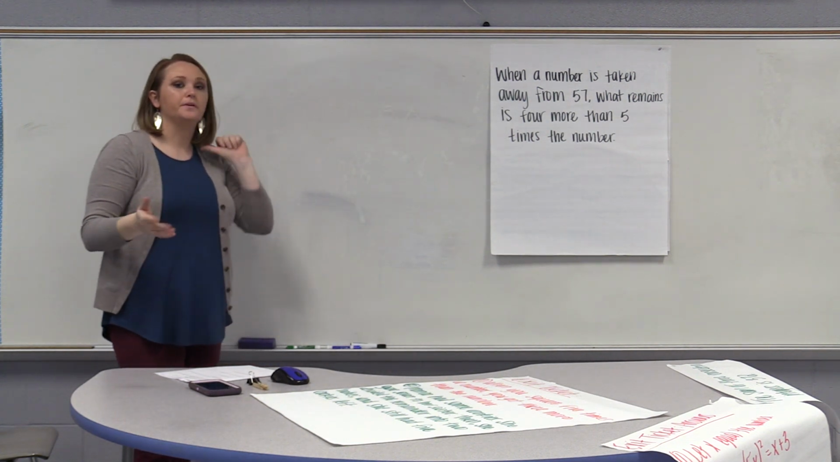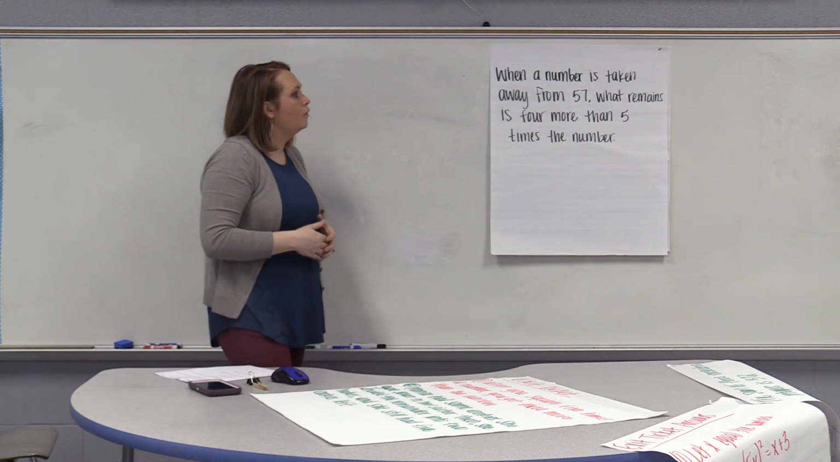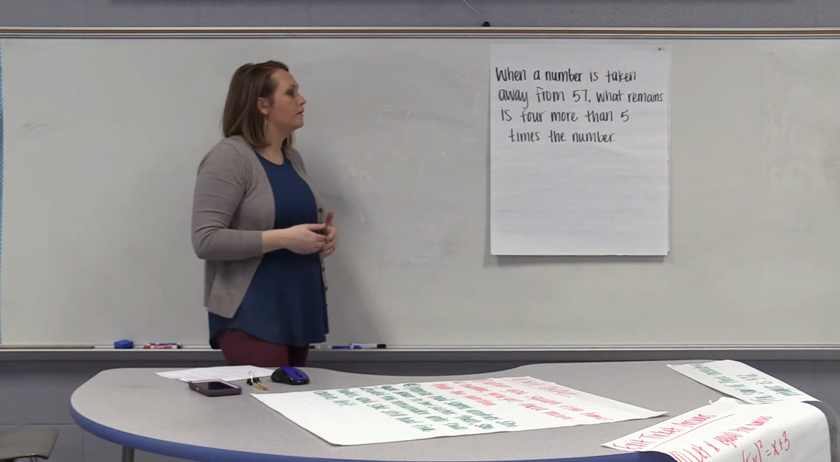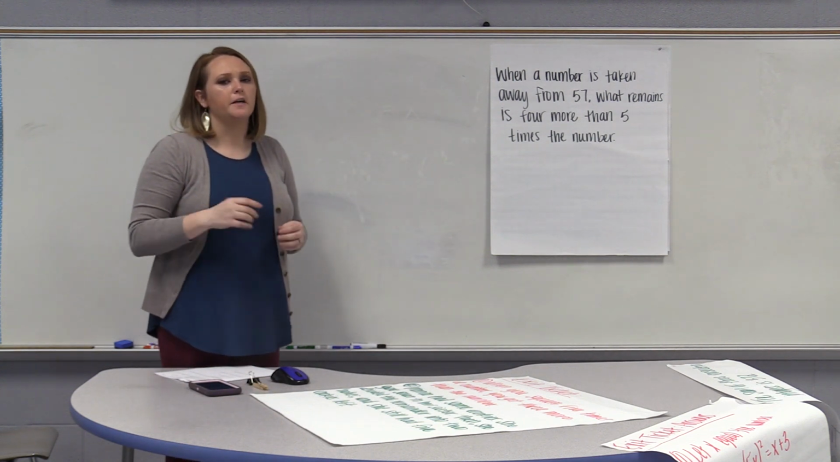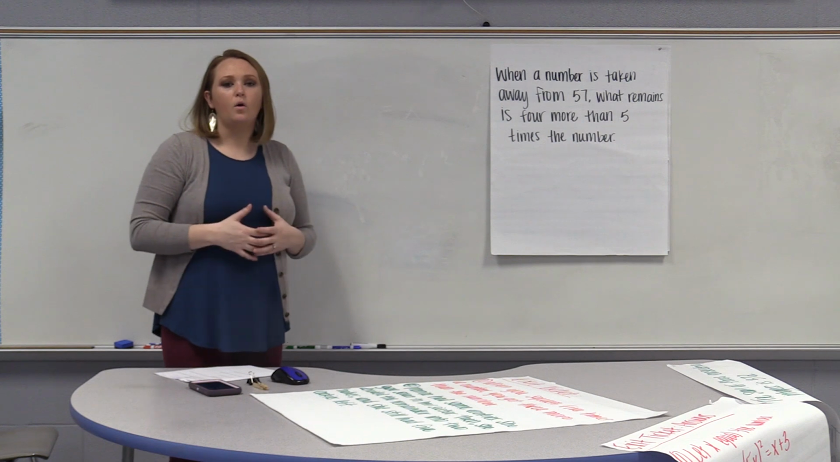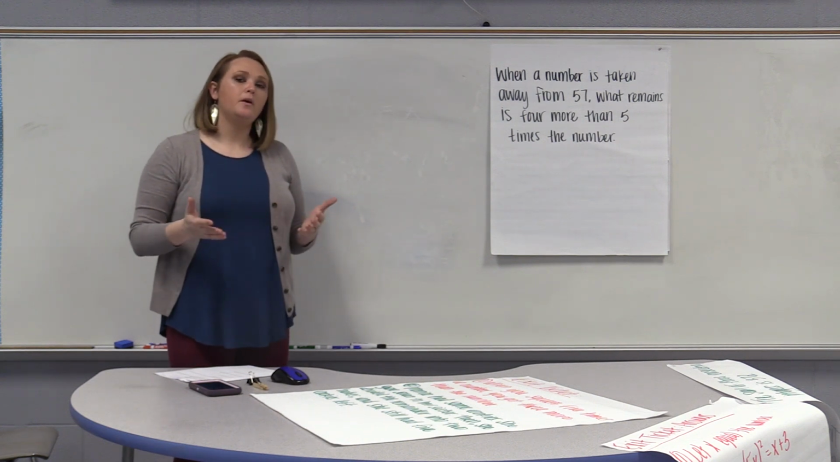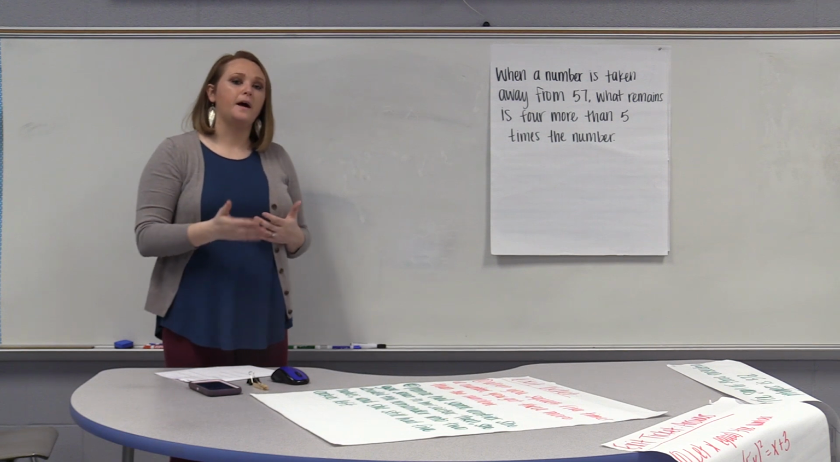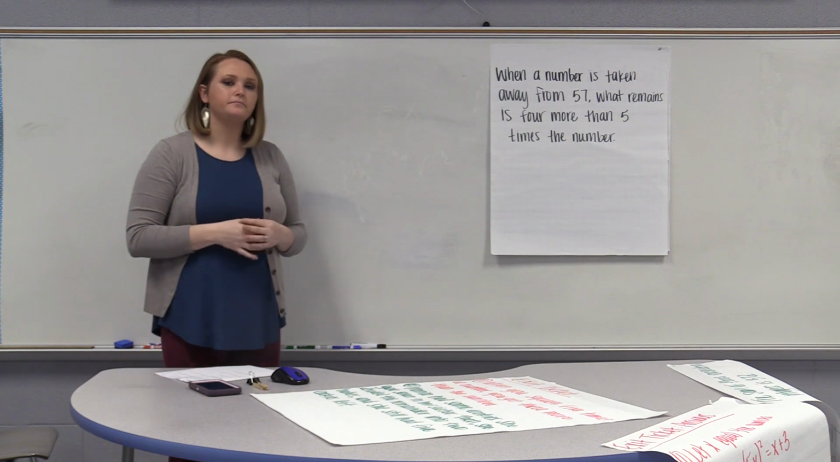Here's our next example, example 2. When a number is taken away from 57, what remains is 4 more than 5 times the number. Don't forget to define the variable. Let's let x be the whole number. Start your equation with one part of the statement. How about we start with 4 more than 5 times the number? What would that look like? Write that on your own.